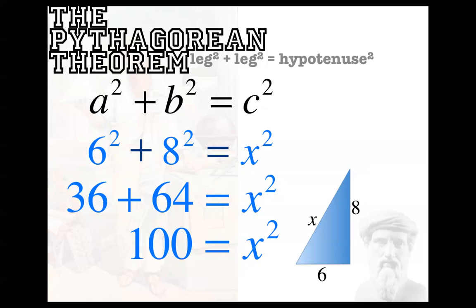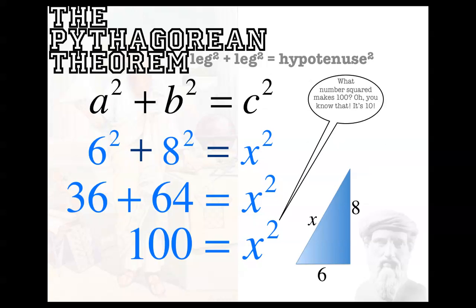Wait a second. 100 equals x squared. What number squared makes 100? Oh, yeah. X must be 10. Because 10 is the only number that, when you square it, gives you 100. And does it look like, in this case, x could be about 10 if the others are 6 and 8? That seems like that makes sense. Remember, the hypotenuse is always the longest of the three sides.